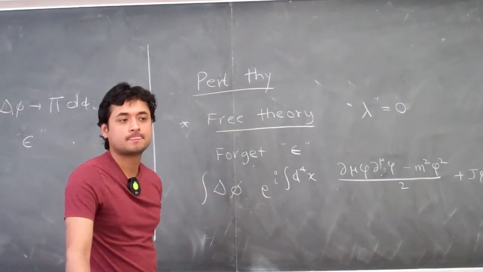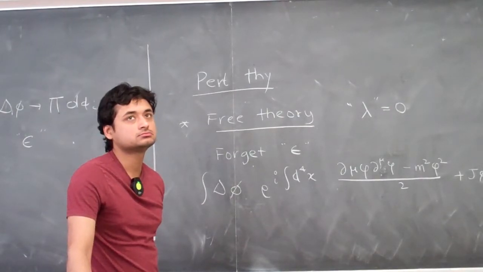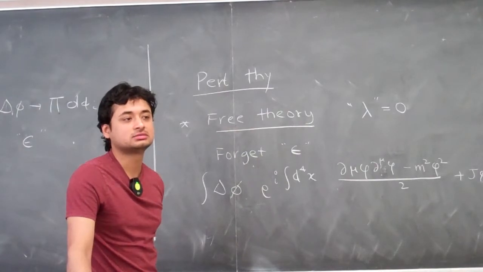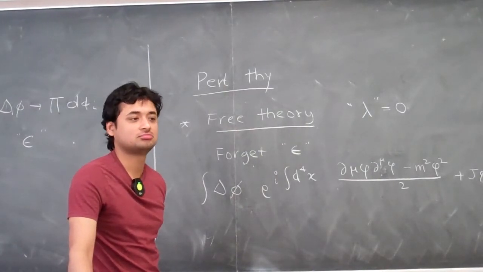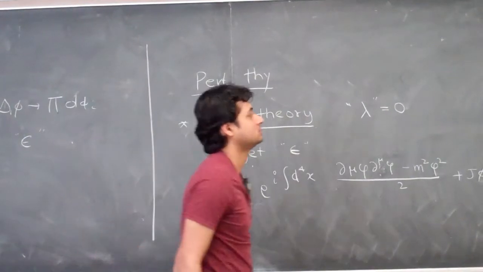Isn't the Jacobian just one? It's an orthogonal transformation of your basis. Yes, it's the determinant of that matrix, right? Yeah. Even better. That's right.